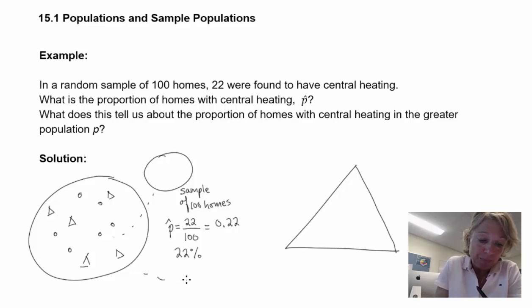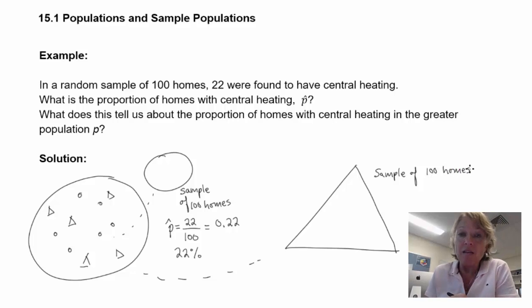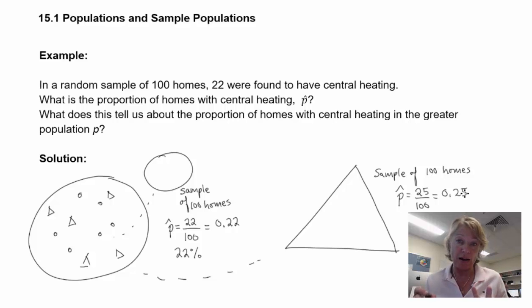So this is now the second sample. In this second sample, it might be that 25 homes have central heating, in which case the sample proportion would be 25 over 100, or 0.25. So with two different random samples taken from the same greater population, we get two different sample proportions.